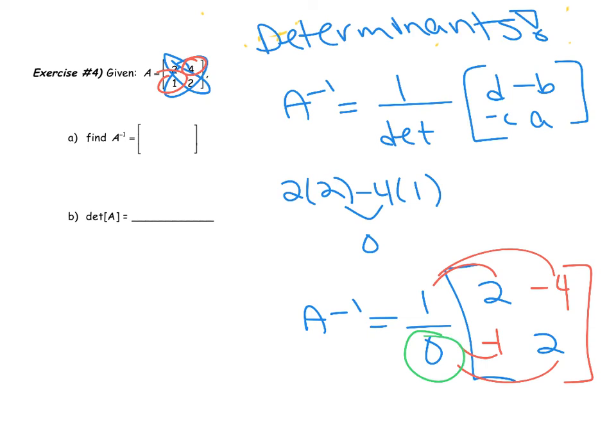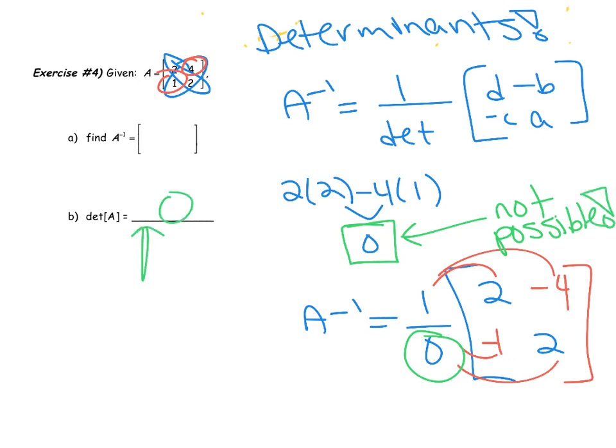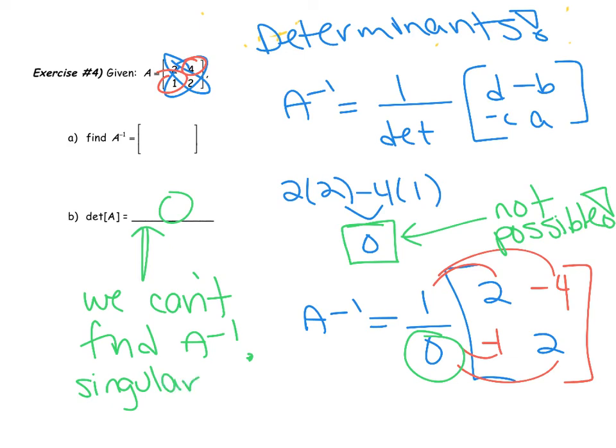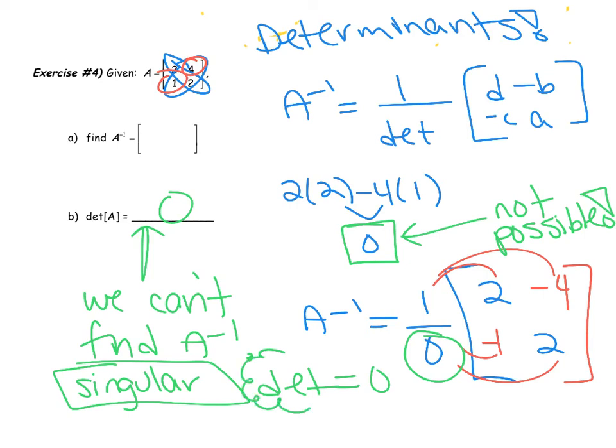You actually can't get an inverse with a determinant of 0. If you get a determinant of 0, this is not possible. Okay? You can't find the inverse of a matrix with the determinant of 0. So because the determinant is 0, we can't find A inverse. Your calculator is actually going to show you that this is singular. If the determinant of a matrix is equal to 0, it's called singular. Just some vocab. If the determinant equals 0, we use the word singular. So you actually can't find A inverse.